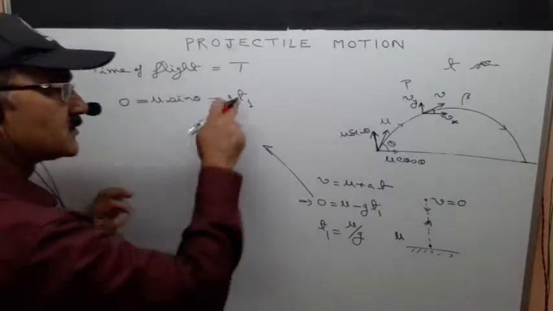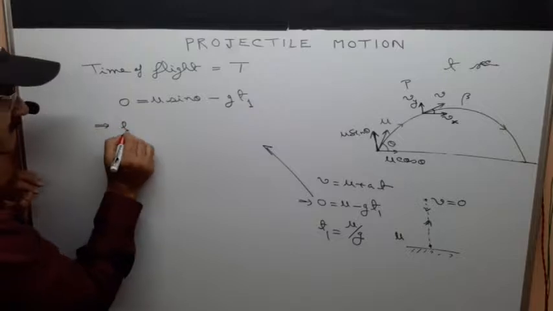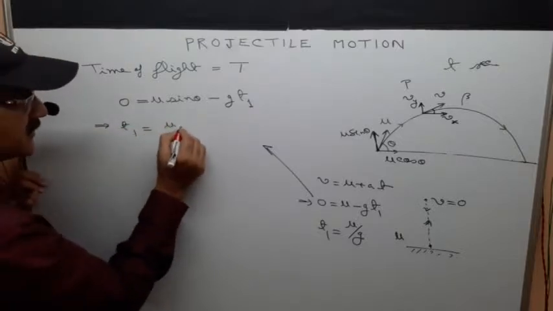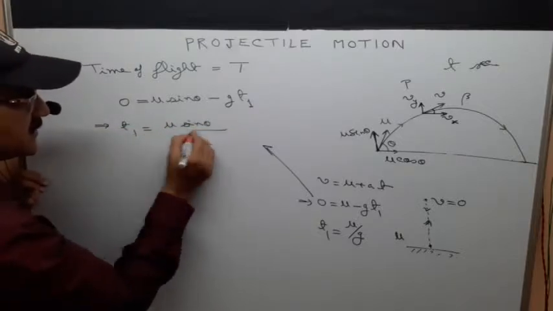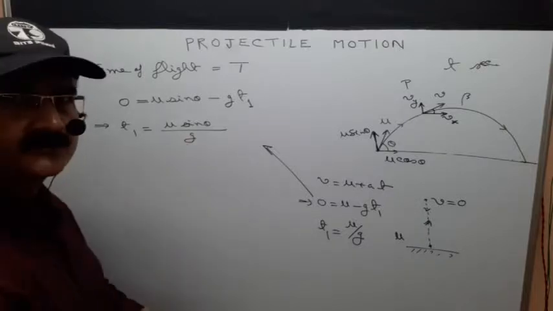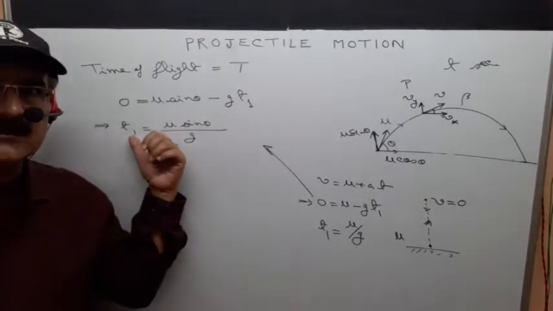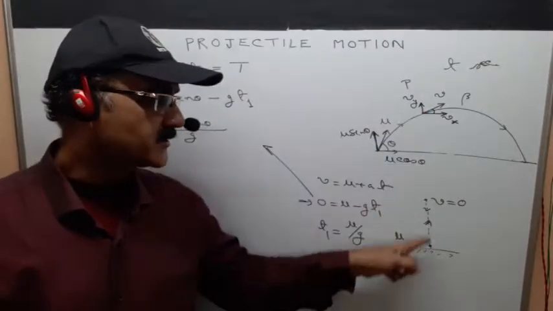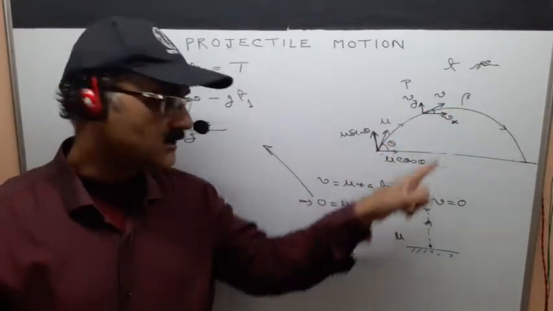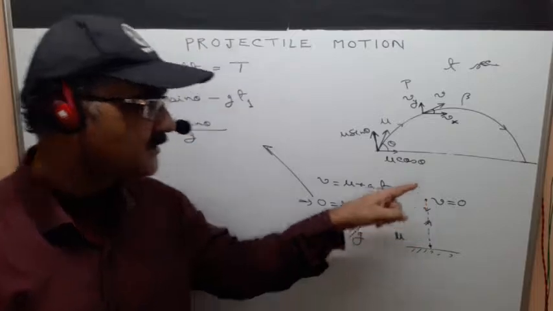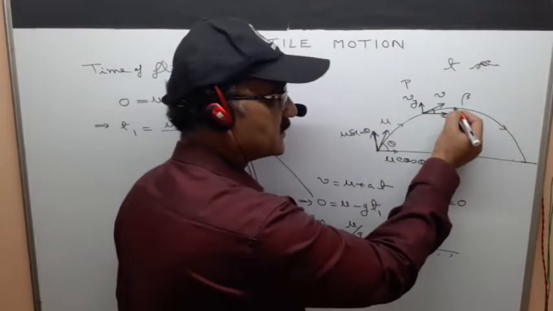Right? So from here we get t1 is equal to u sin theta divided by g. This is the time taken to reach the highest point. Here the highest point is at this point, here the highest point is here.